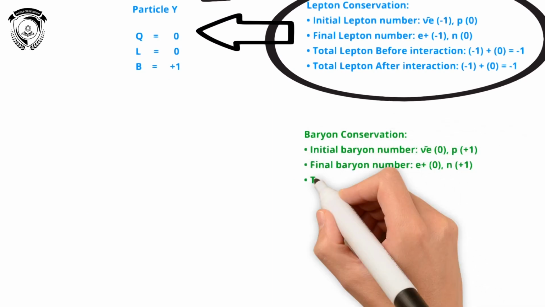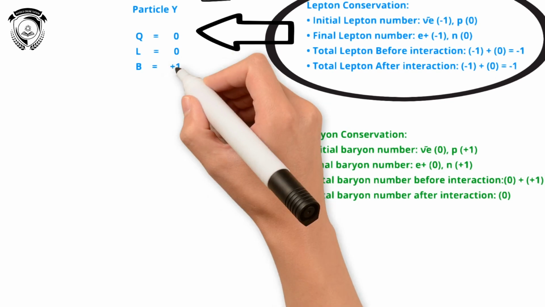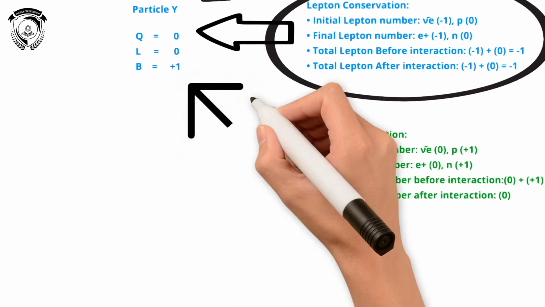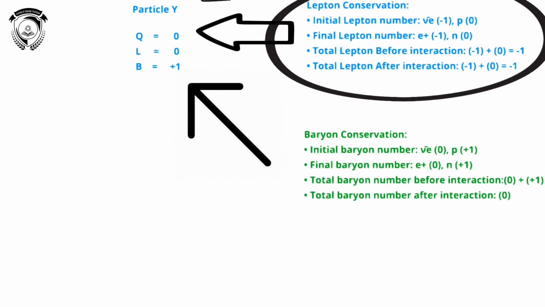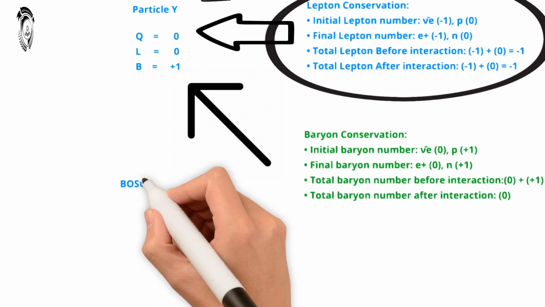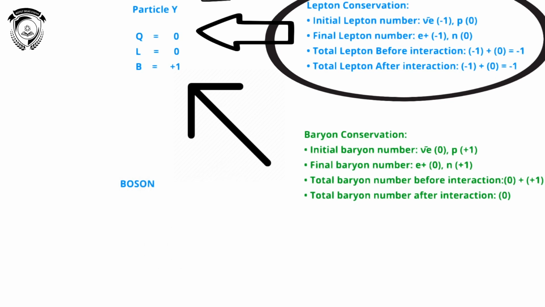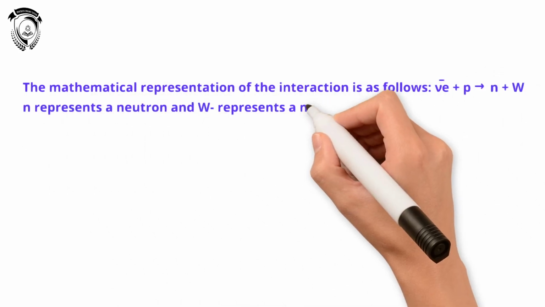In the baryon conservation, I can see that the total baryon number before the interaction was +1, and the total baryon number after the interaction is 0. If the baryon number should be conserved, it should be +1. So what do we conclude? That this particle Y is a neutron, and the exchange particle involved is a boson which is negatively charged.